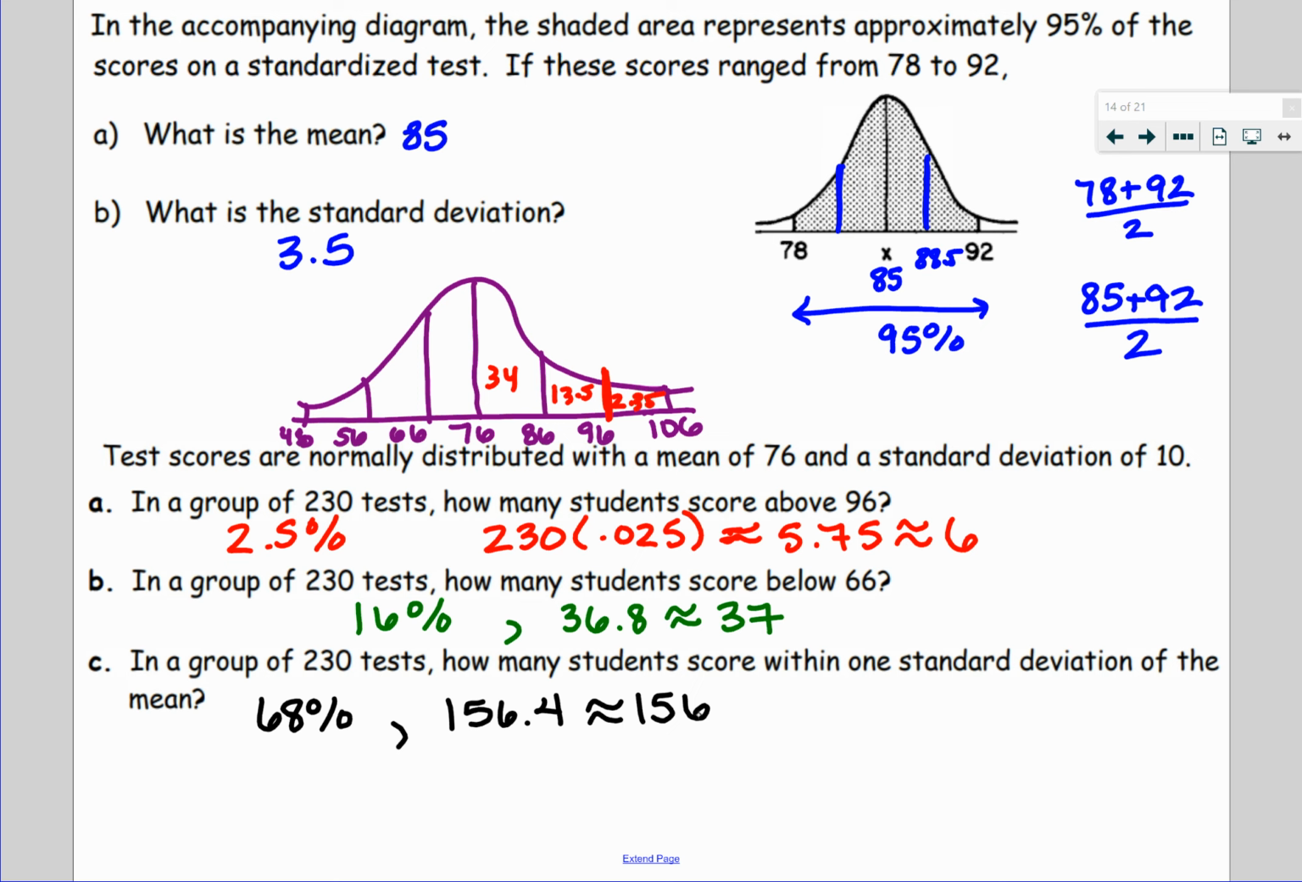Okay, any questions reading our normal curve or bell curve? Okay. All right.